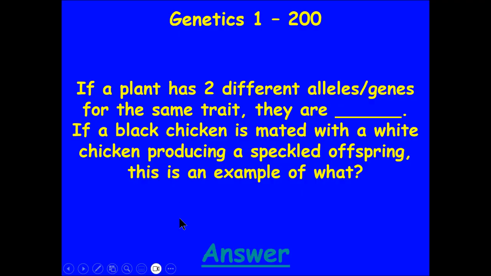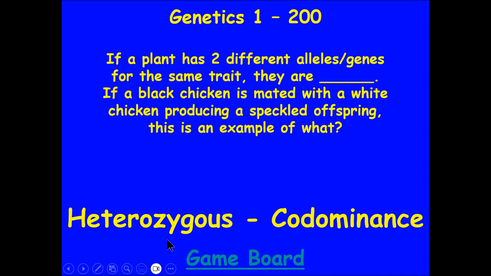If a plant has 2 different alleles or genes for the same trait, they are said to be blank. If a black chicken is mated with a white chicken producing a speckled offspring, what is that an example of? Answer coming in 5, 4, 3, 2, and 1. All right, so heterozygous, different alleles or genes. Of course, if it's the same allele or gene, it's homozygous. And codominance, co meaning together. That's when you see both of the dominant traits in the offspring.